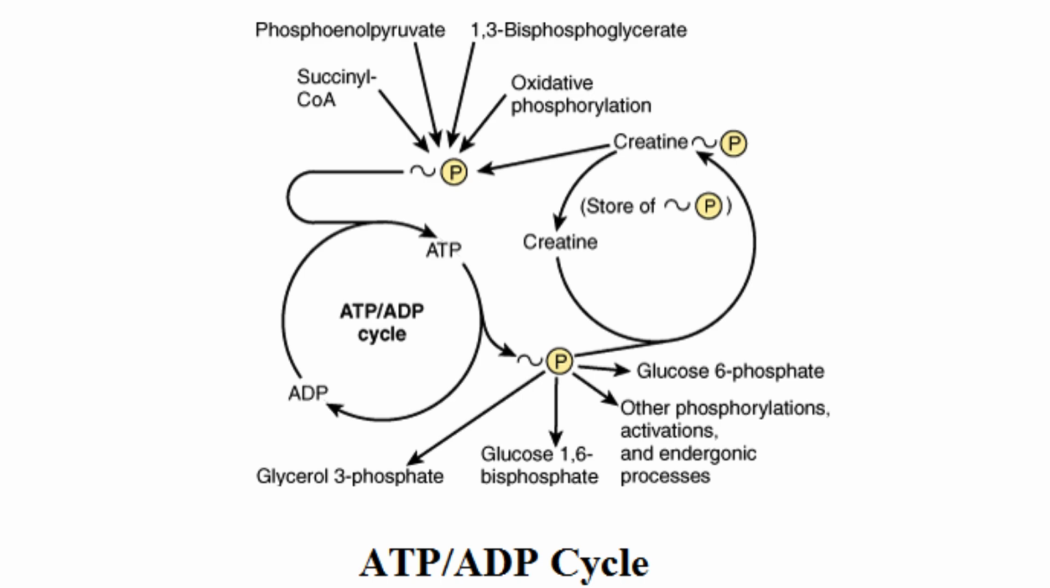And this is a depiction of the ATP-ADP cycle, whereby ADP takes high energy phosphate from high energy compounds such as succinyl-CoA, pyruvate, phosphoenolpyruvate, 1,3-bisphosphoglycerate, and oxidative phosphorylation, of course, in the electron transport chain, forming ATP. ATP then donates its high energy phosphate to phosphorylate compounds such as glucose to form glucose 6-phosphate, and also to phosphorylate creatine to form creatine phosphate.